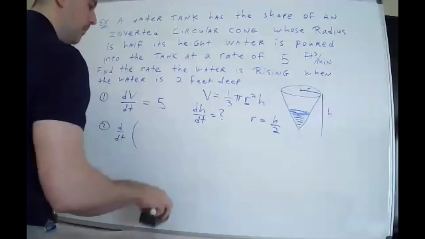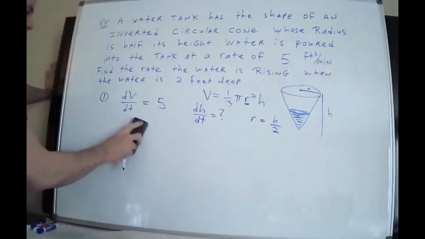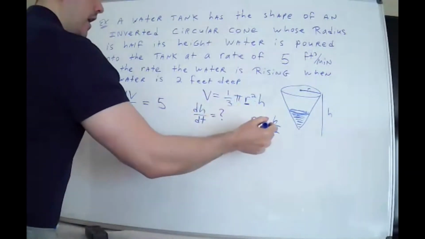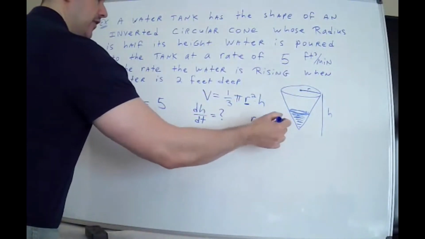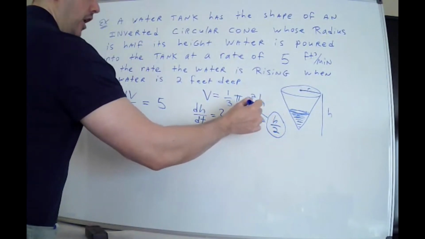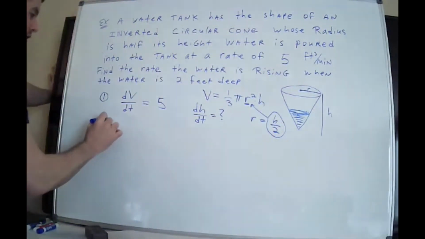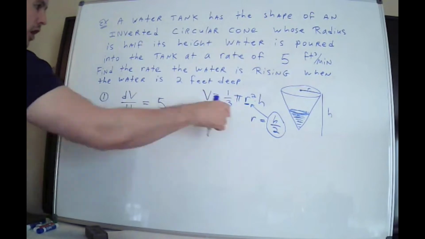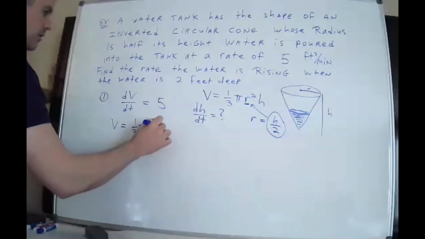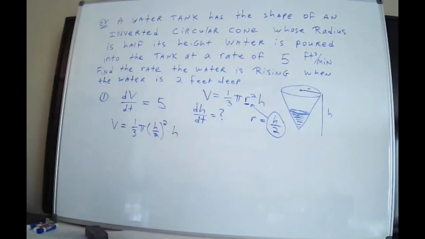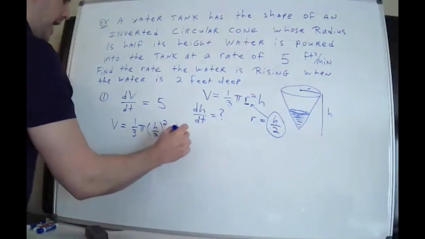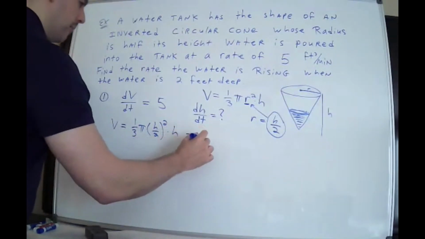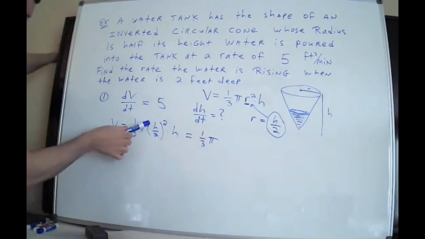So my goal before I even do this step is to kill the r. I know that r, the radius, is half the height. So I have to replace the r with h over 2. Before I can even do the derivative, I have to play a game of replacing r with h over 2, so I'm going to do that first. I need everything to be h, because if everything is not h, then I'm not even going to be able to take the derivative. Now I'm going to multiply it out. I have 1/3 pi. Now, how do you square this? You square the top, you square the bottom. h times h is h squared.